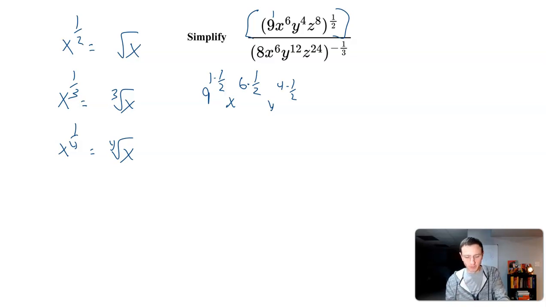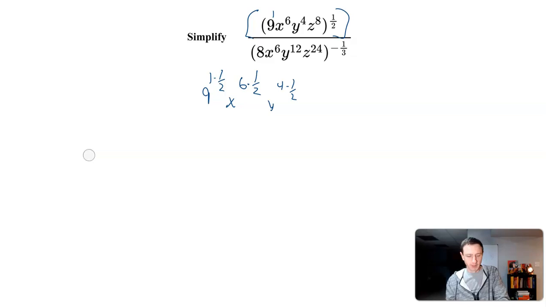Now I'm going to erase this. I don't want too much information on my screen here. Now I do want to point out, if you just say everything's being taken to the square root, so I have the square root of 9 times the square root of x to the 6 times the square root of y to the 4th times the square root of z to the 8th, what you would end up doing is going right back to this form that I have written here.